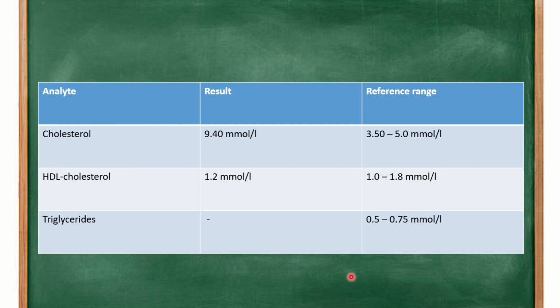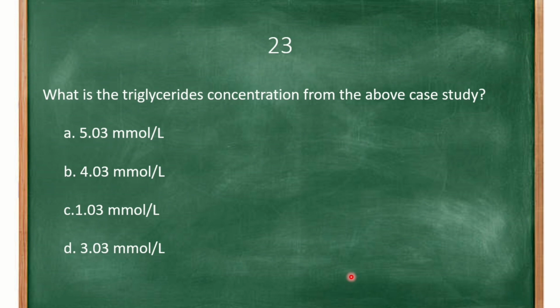This is a table showing us the values. The cholesterol is 9.40, which is very high. HDL is 1.2 millimole per liter. Then the triglyceride is not there. They want to quiz us on it. So the first question: what is the triglyceride concentration from the above case study?